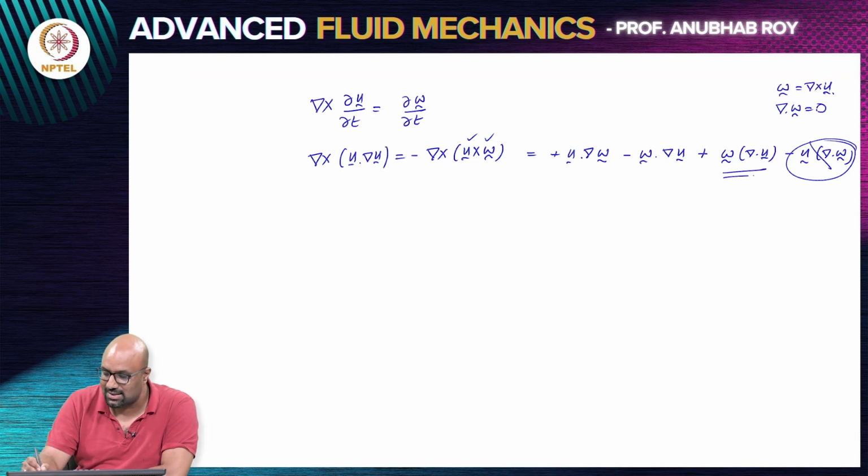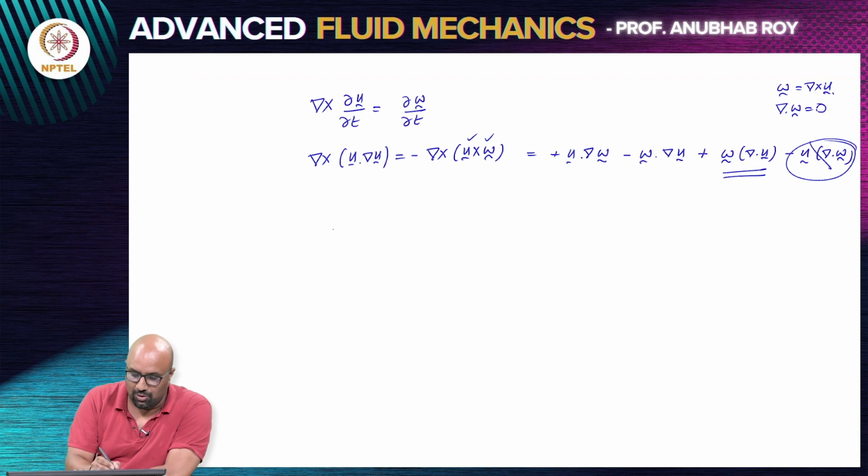But the second last term need not be 0 if the flow is not incompressible. This is the divergence of u. The last one is 0 by definition because vorticity is the curl of a velocity field, so it will always be divergence free. But velocity is not always divergence free. It is divergence free if we say it is incompressible.